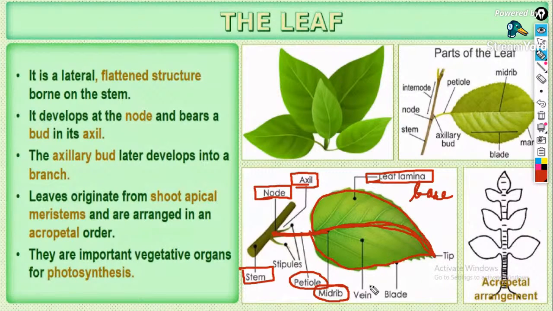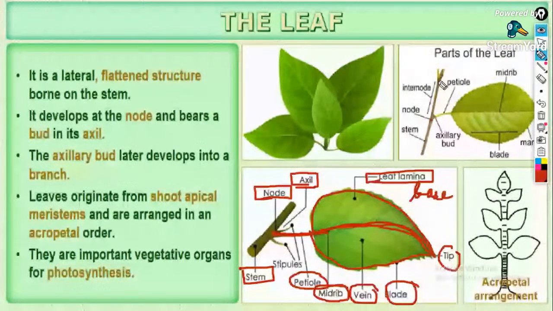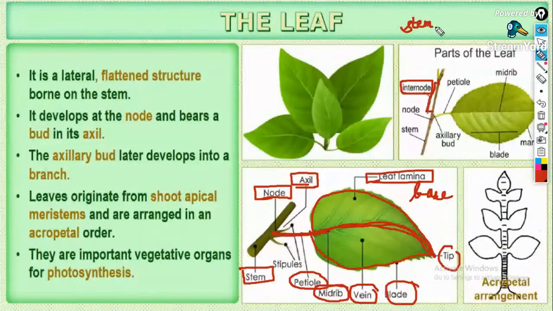There are certain veins and veinlets, and this is the blade, and this is the tip of the leaf. This is a depicted diagram, but this is a real diagram. This is one node, this is another node. The distance between two nodes, you will call the internode. Presence of node and internode is the characteristic of stem, as we discussed in the last class. The large line through the center, you will call the midrib.